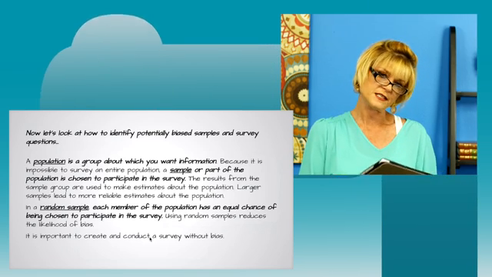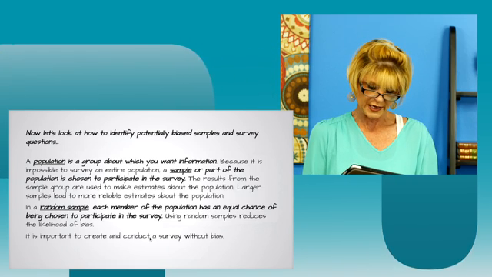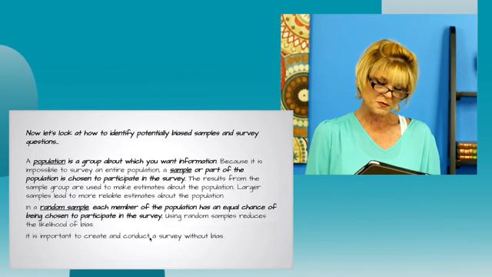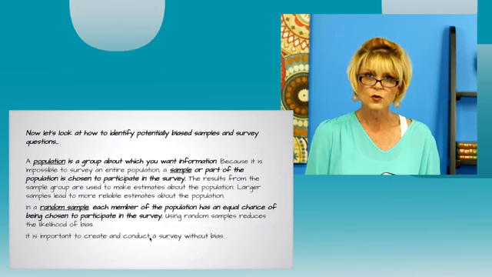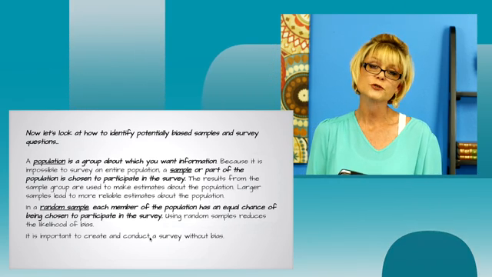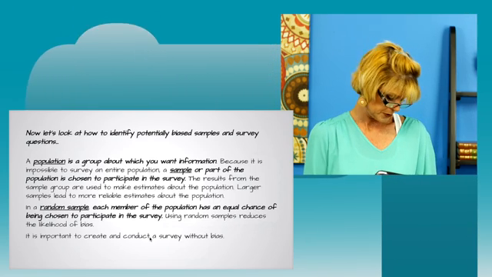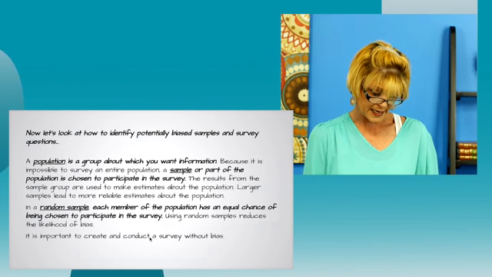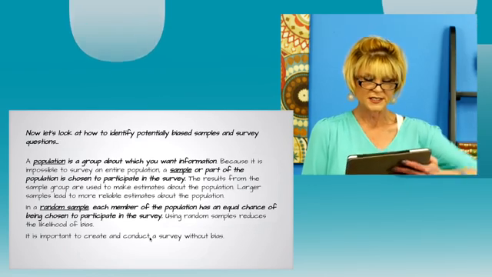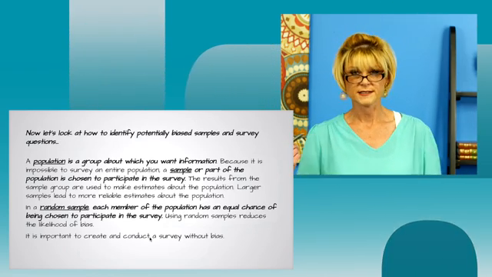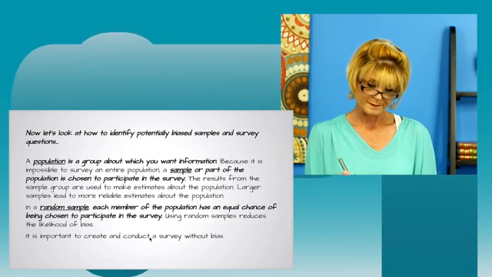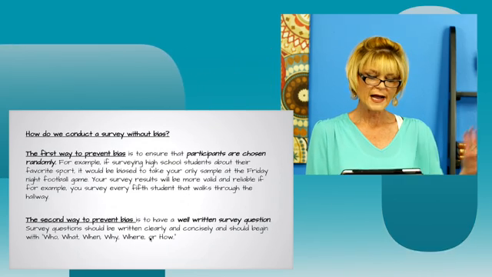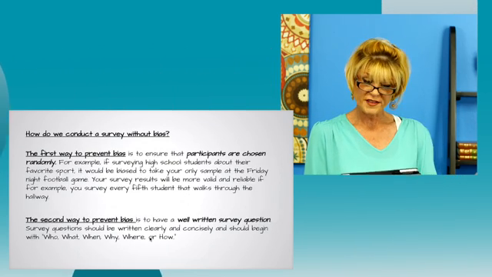In a random sample, another term that you should definitely write down, each member of the population has an equal chance of being chosen to participate in the survey. Using random samples reduces the likelihood of bias. And it's important to create and conduct a survey without bias, as we saw in our last video. So how do we conduct a survey without bias?